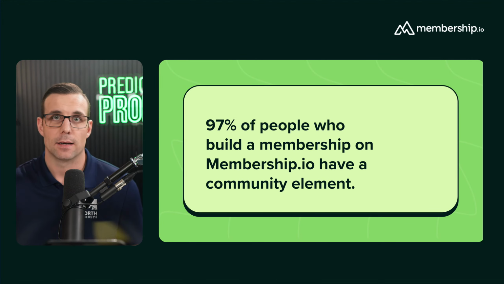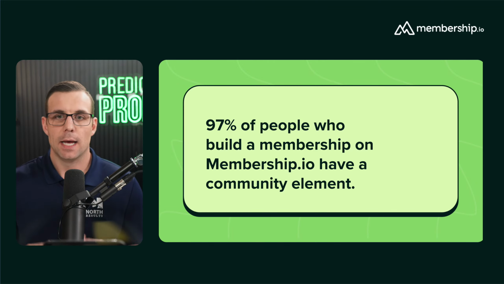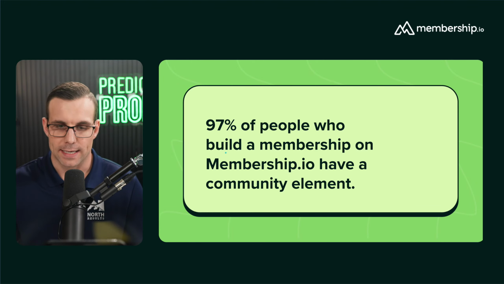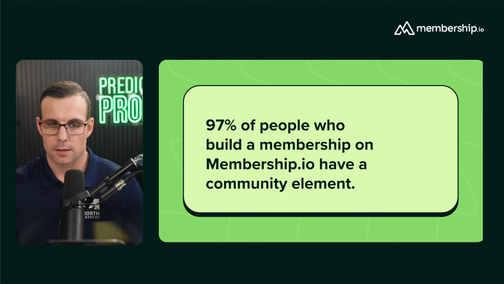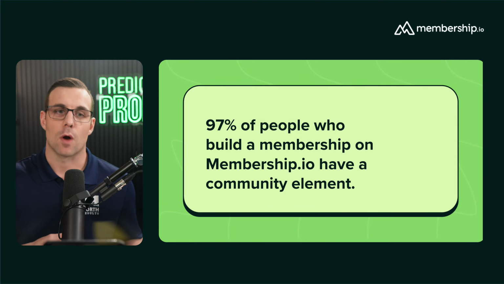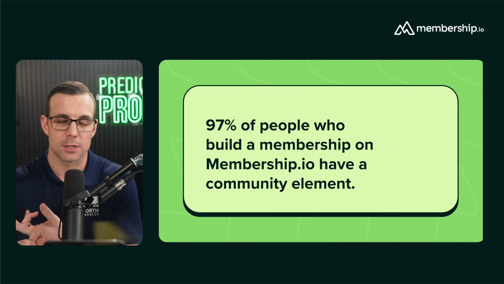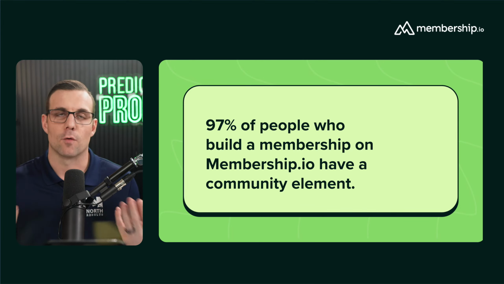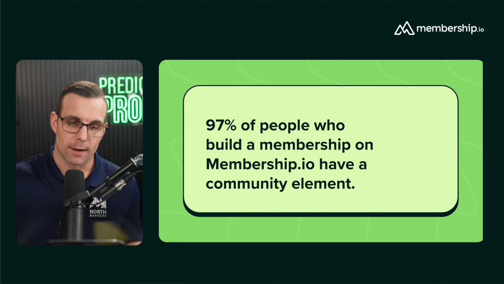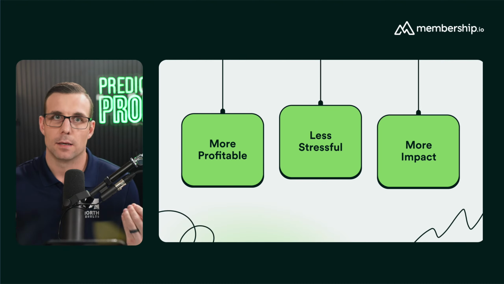Paulina had already mentioned this stat earlier, but 97% of people who build a membership on membership.io have a community element. So we know that this is a very popular feature. However, there is actually a right way to create this community and a wrong way. The wrong way will often lead to overwhelm for both you and your members, burnout, and just overall lack of community engagement. Whereas the right way is more profitable, it is less stressful, and you're able to make more impact.